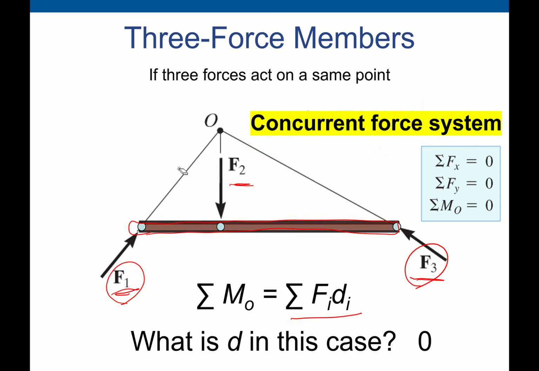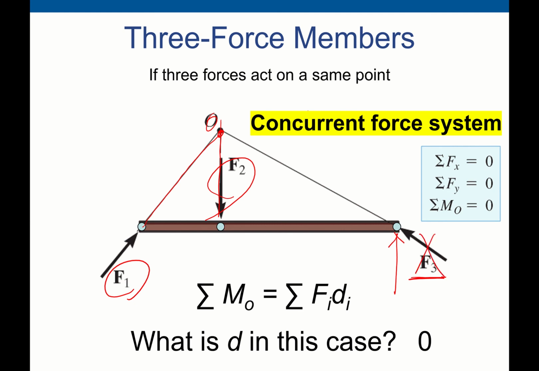This is too easy, right? But what if these two forces, the lines of action, are crossed at a certain point? Let's say this is point O. But these forces are not crossed at point O. How about this one acting like this? This is F3. Then the line of action is not crossed at this point, right? But this one is crossed somewhere here.